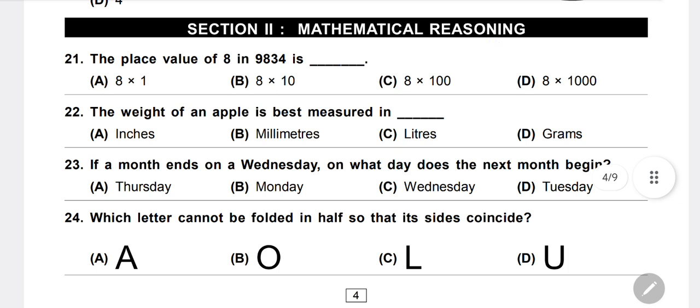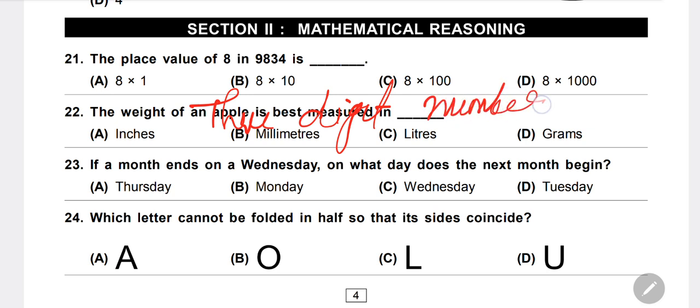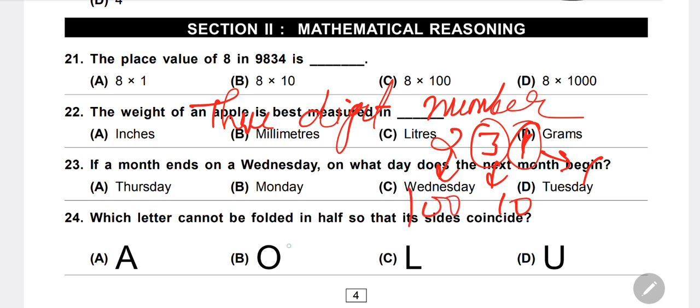Now for the three digit number. Suppose we have 231. The place value of 1 is 1. The place value of 3 is 10. The place value of 2 is 100, because you can write 231 as 200 plus 30 plus 1. So the place value of 200's digit is 100, of 30's digit is 10, and of 1 is 1. Clear? Now come to the face value.